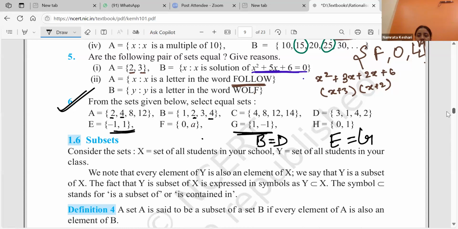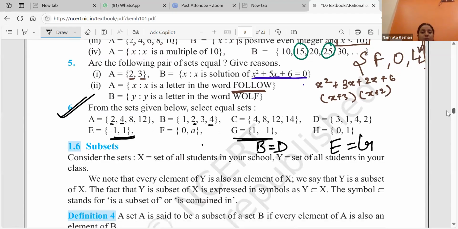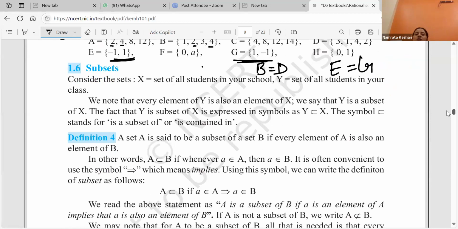Right, Manvi? Yes, ma'am. Now subset. From here, actually, these were only the basics of the set: how to represent the set, what are the types of the set. What equal set means, what infinite set means, what finite set means, and what null set, empty set means. So these were just the basics of set. Now subset, from here the main discussion will start, that what is the meaning of subset.